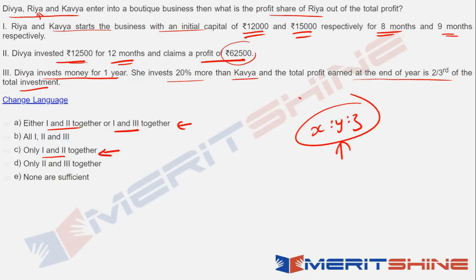Very good. So you'll again get a ratio like this x, y, z, because you've got all the numbers with which you can calculate the ratio in which the profit is to be shared, and it also gives you the amount of the total profit, because it is 2/3 of the total investment. If you have the total investment with you, 2/3 you can calculate. So you get the ratio in which the profit needs to be shared and also the total profit. So you can obviously do that. So using 1 and 2 together and using 1 and 3 together, both ways you can calculate the answer. So the answer option here would be option A.